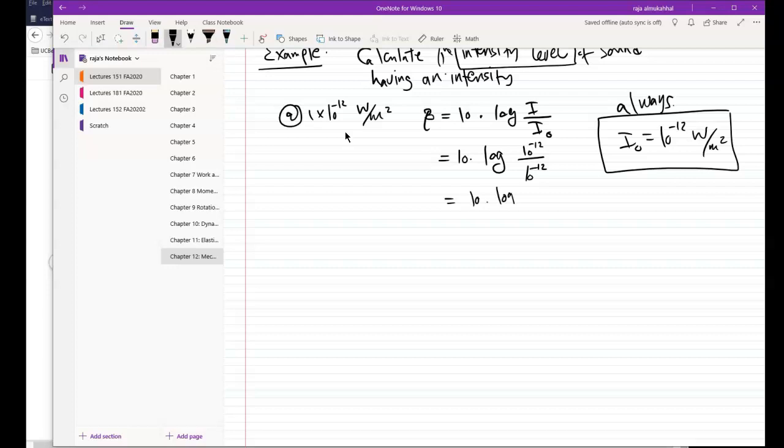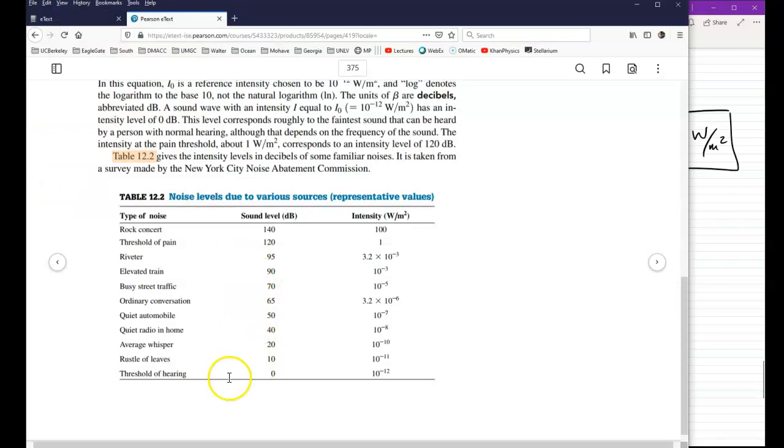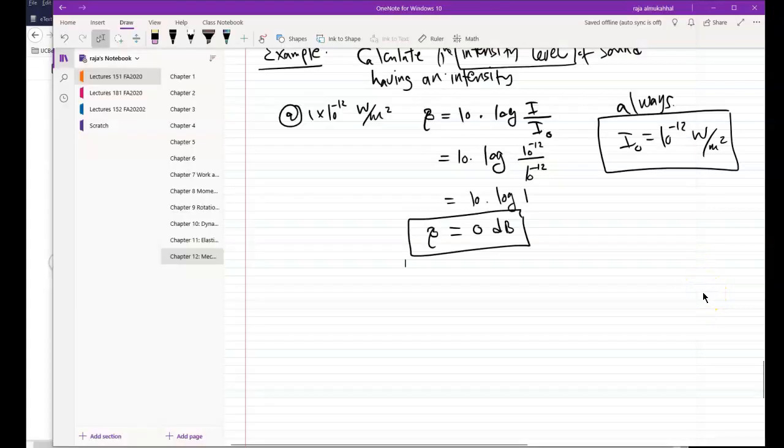times log what? 1. What's log 1? Log 1 is 0. Okay, you can look it up in the calculator. Log 1 is 0, so that's going to be 0. So the decibel level is equal to 0, which I believe we already did in the table. Look at that. 10 to the negative 12, 0. See that? That's the threshold of hearing. Get that? Okay. Part B.